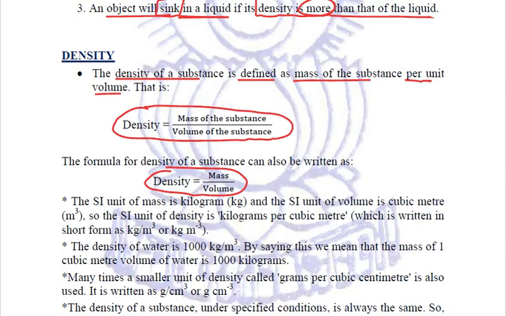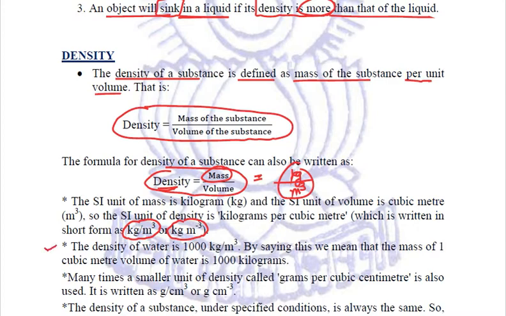We know that the SI unit of mass is kilogram and the SI unit of volume is cubic meter, or meter cube. So the SI unit of density becomes kilogram per cubic meter, which is written as kg per m cube or kg m minus 3.